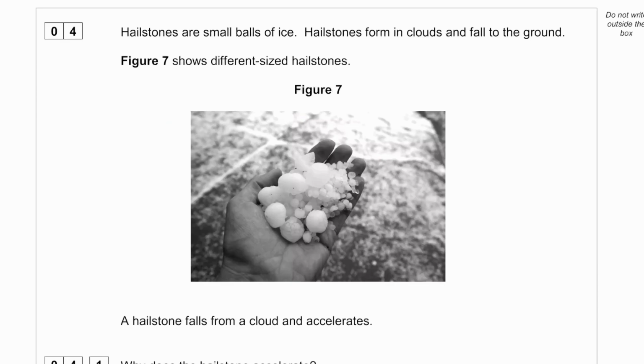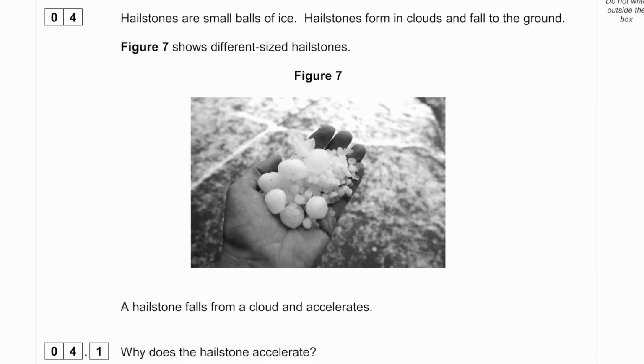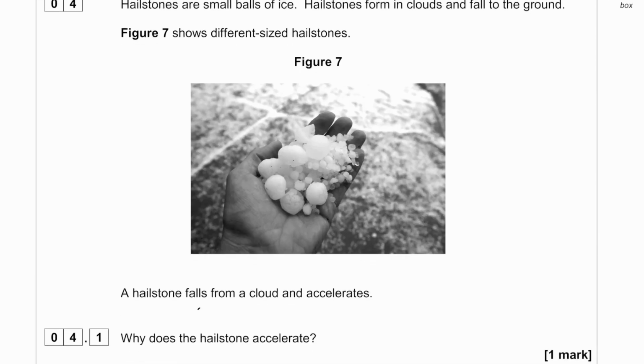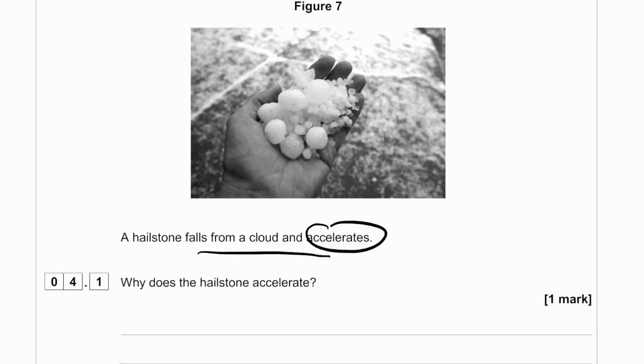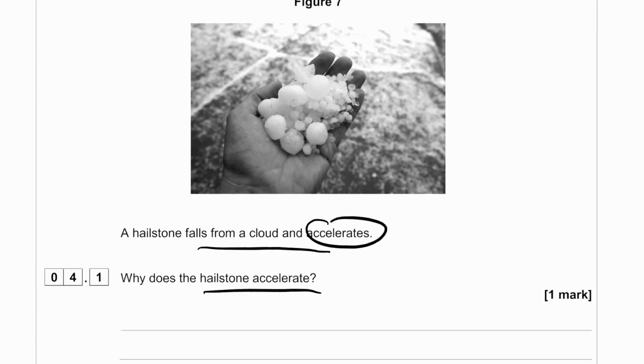All right, question 4, another one where students tend to struggle. So a lot of students got this question wrong, or they dropped marks here. The question is about hailstones. It says they're small balls of ice and they're formed in clouds and fall to the ground. Okay, we're not so interested in that bit. But the idea is here, the hailstone falls from a cloud and accelerates. And 4.1 seems like a nice easy 1 marker. Why does the hailstone actually accelerate?